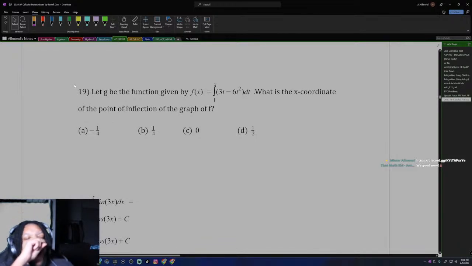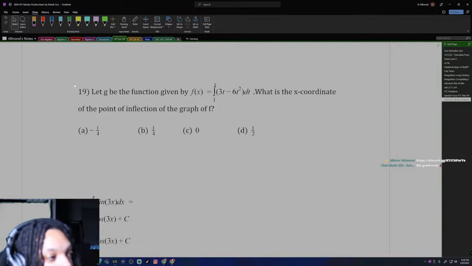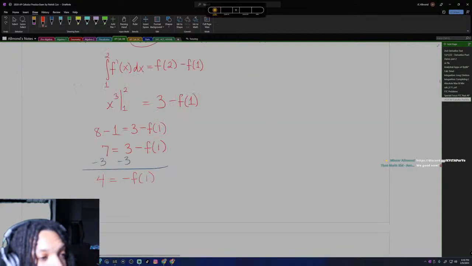Okay. I love doing problems that I've never done before. This is fun. Okay, so let g be the function given by, wait, what? Let g be the function given by f of x equals the integral of that. What is the x coordinate of the point of inflection of the graph of f? I'm going to assume that they meant f right here because there's no other mention of g. But anyways, this is our function of interest.